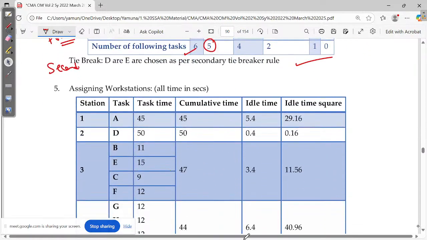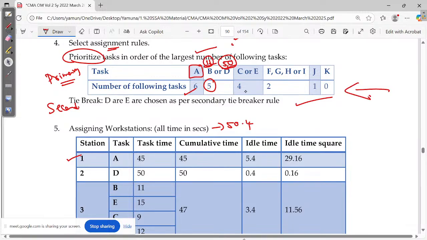Then we go for assigning the jobs in the workstations. The total cycle time is 50.4, which means that in that workstation we stand only for 50.4 seconds. So for workstation number 1, as per the rule from the earlier step, my first step is to assign job A in workstation 1. The task time to complete job A given in the question is 45. So I can use only this 45 seconds because my total cycle time is 50.4. So there is an idle time of 5.4.